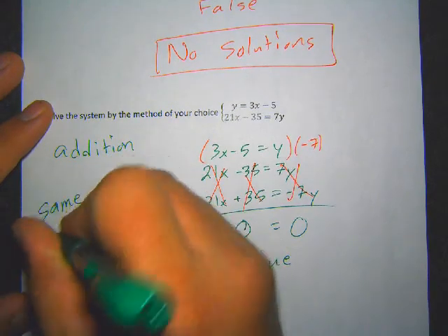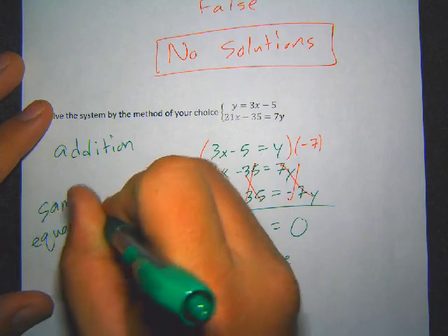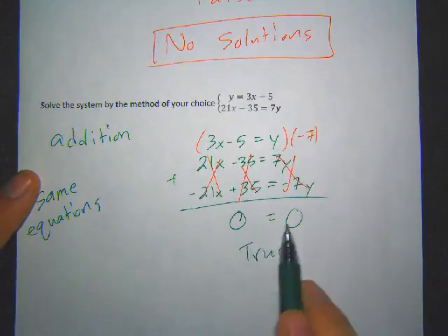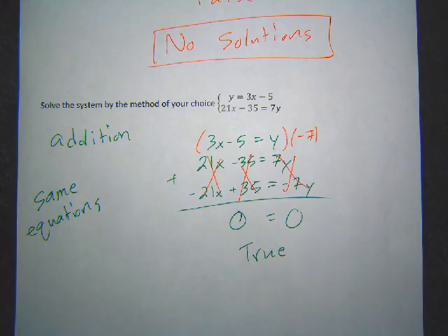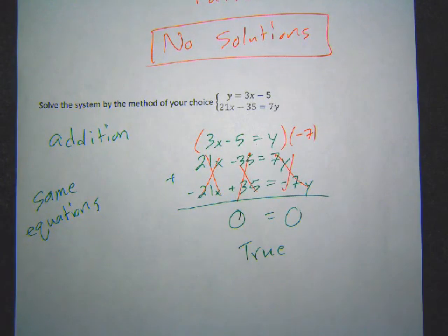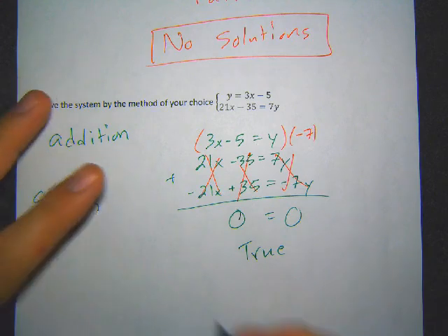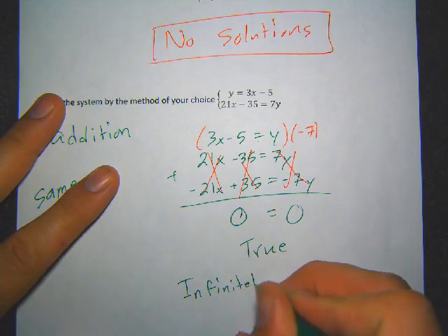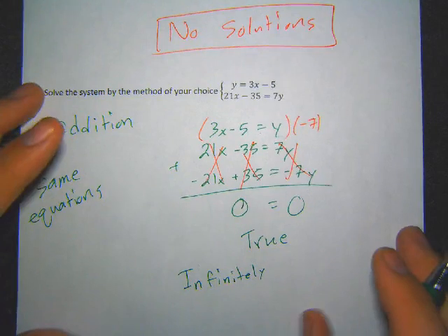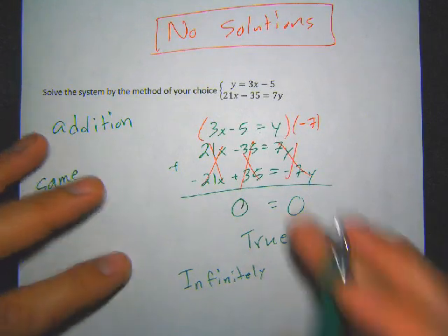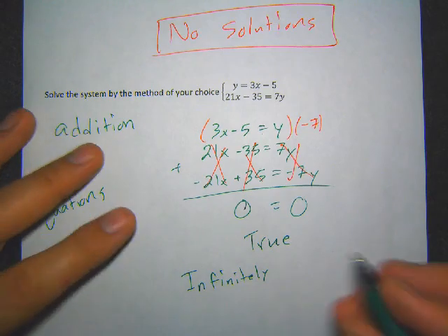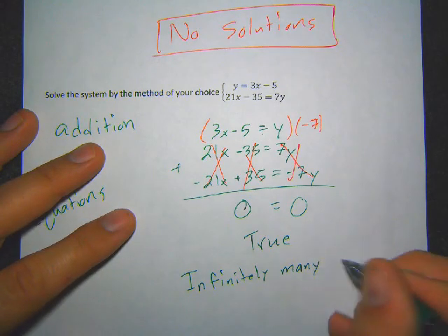It's possible to make two equations look really different, but they are the same equation. And that will happen. You'll end up with an equation like this where the x's and the y's cancel. You end up with a true statement: 0 equals 0, 1 equals 1, 2 equals 2, something like that. That'll tell you that there are infinitely many solutions. So basically, any point that is a solution for the one equation is a solution for both equations because they're the same equation. So you'll have infinitely many solutions.